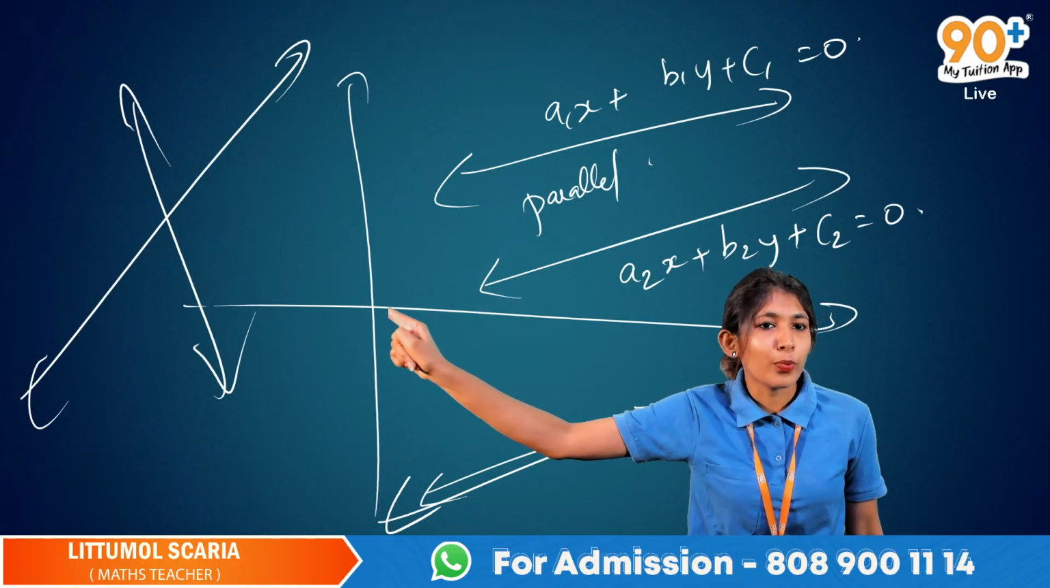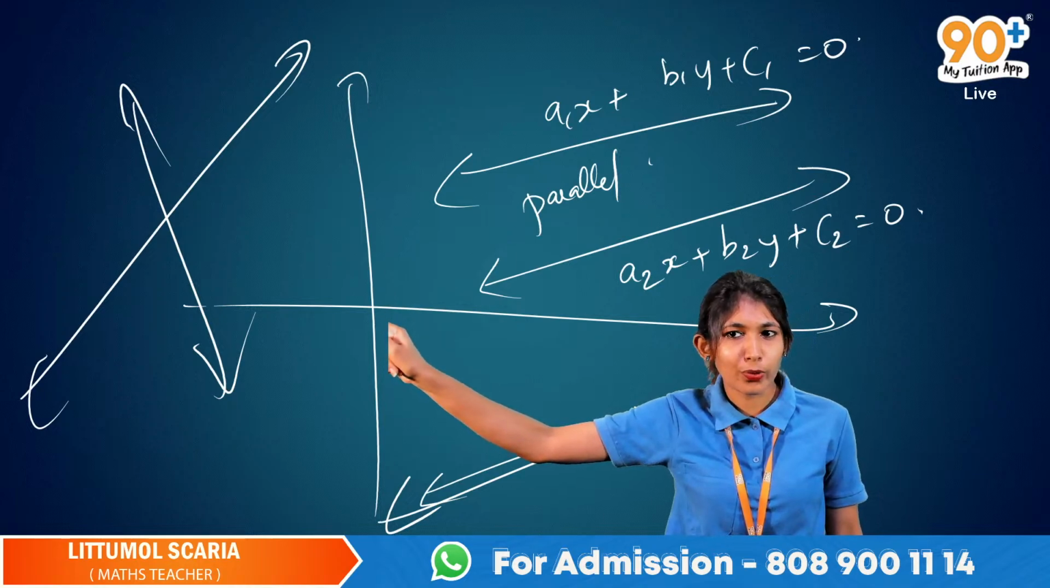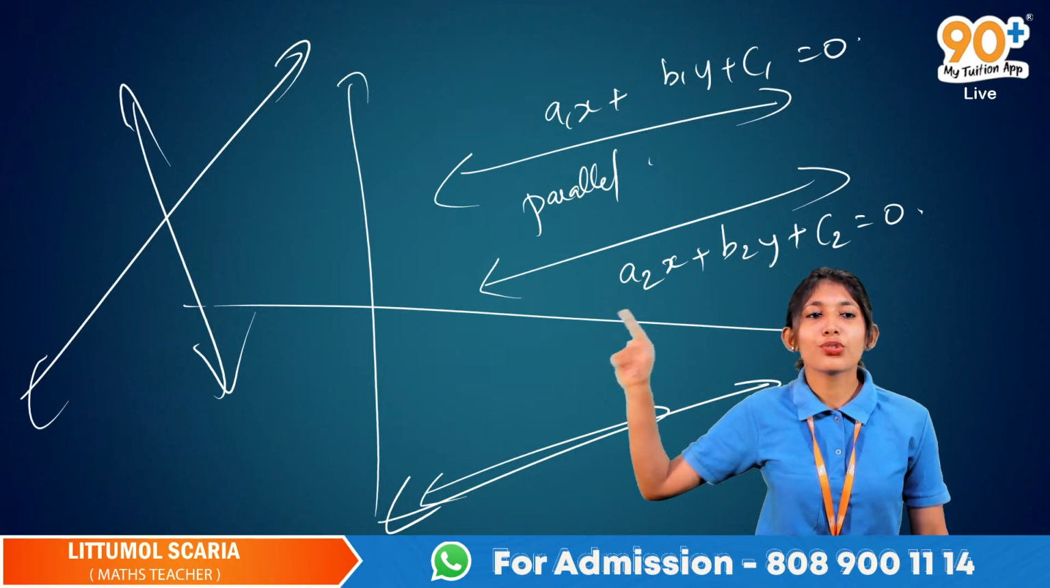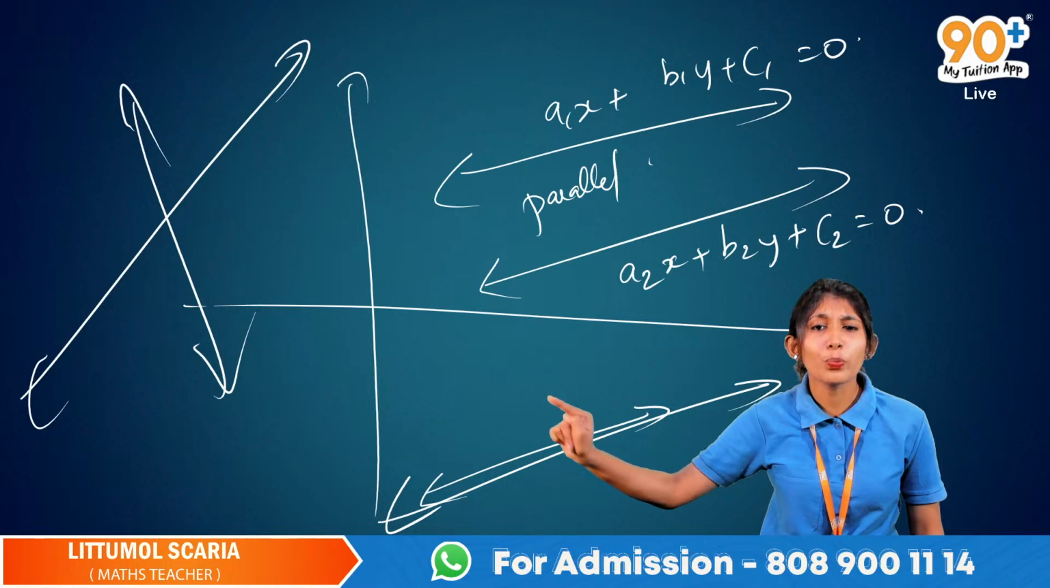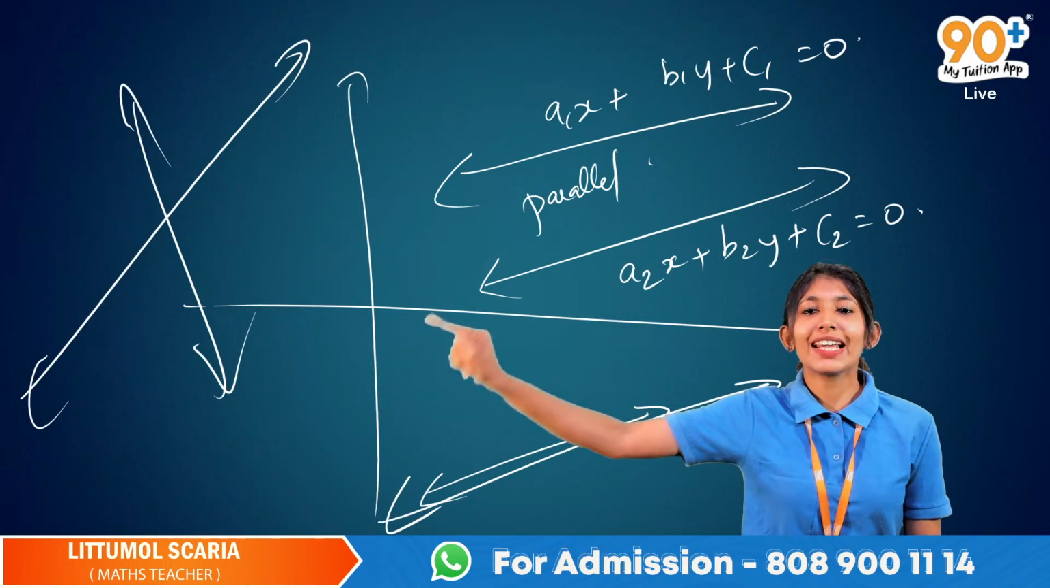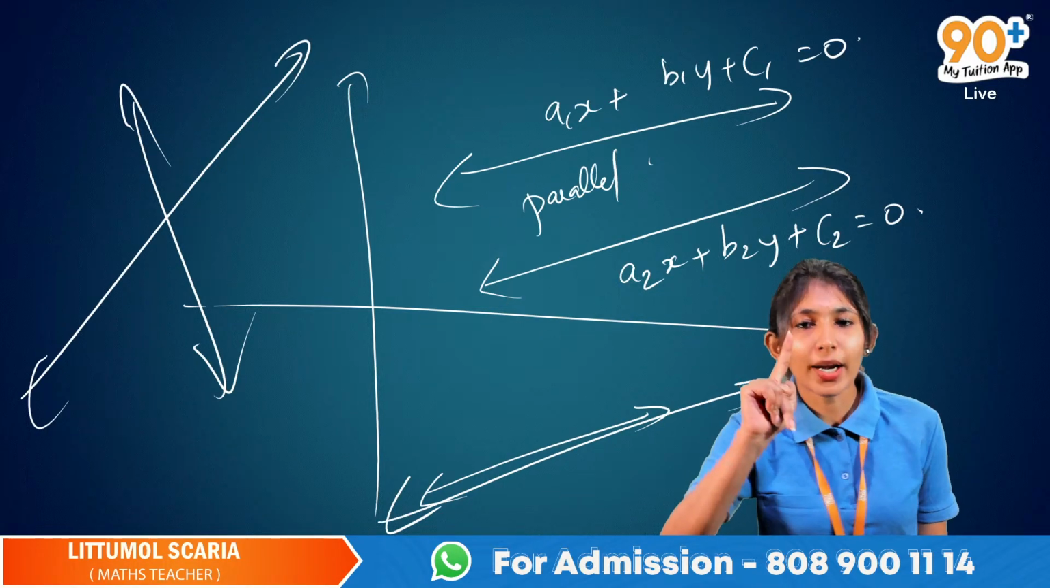Will they intersect at 2 points? Do you think they will intersect at 2 points? Two straight lines, when you draw two straight lines, will they intersect at 2 points? No. If they are straight lines, they will intersect only at 1 point.